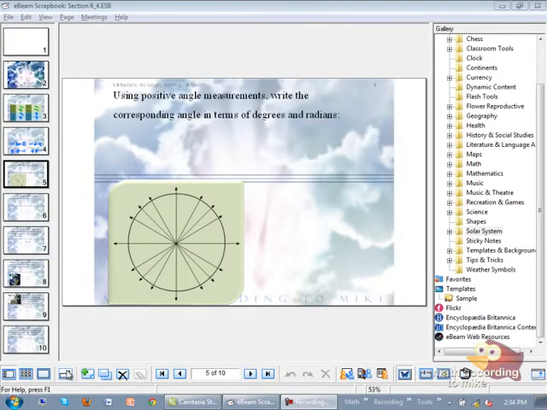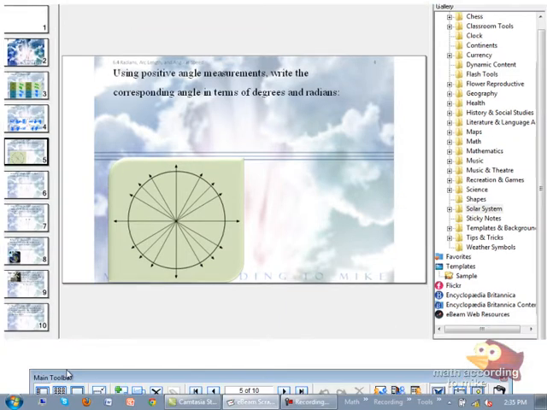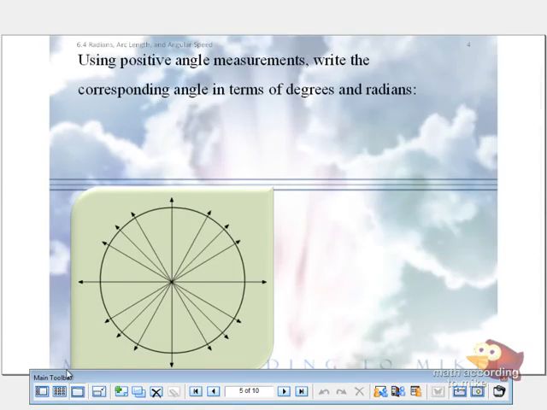And I think we just got done converting between degrees and radians, is that correct? So now I'm going to fill in this chart.